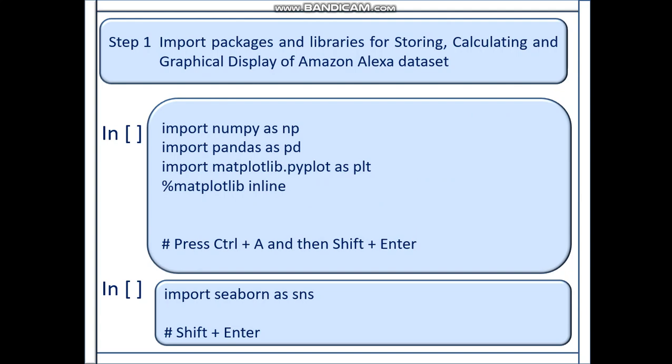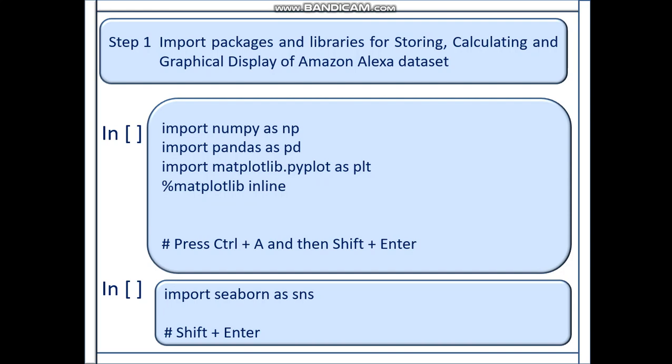After writing these 4 lines of code, press Ctrl+A to select all 4 lines and then press Shift+Enter to execute the code. Once the code is successfully executed, the bracket in front of the input line will be filled by the number 1.